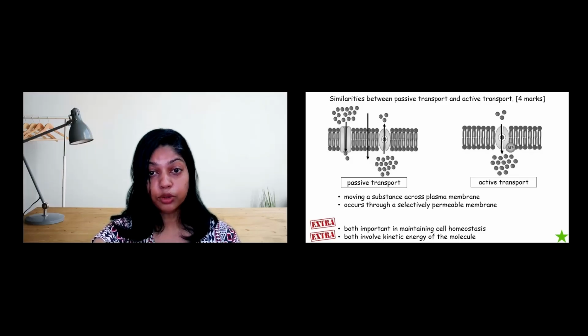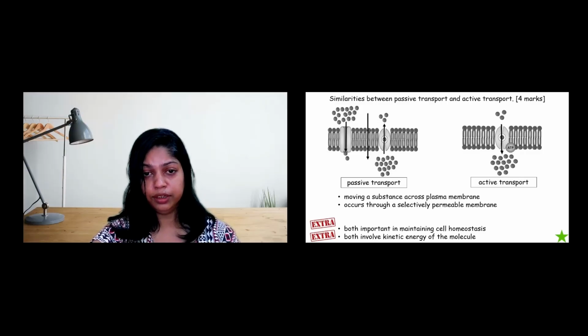Both processes also involve the kinetic energy of molecules. This means molecules are always moving randomly because they have kinetic energy. In passive transport, this allows substances to naturally move from a region of higher concentration to a region of lower concentration. In active transport, molecules also have kinetic energy, but the cell uses additional energy from ATP to force substances to move against the concentration gradient.